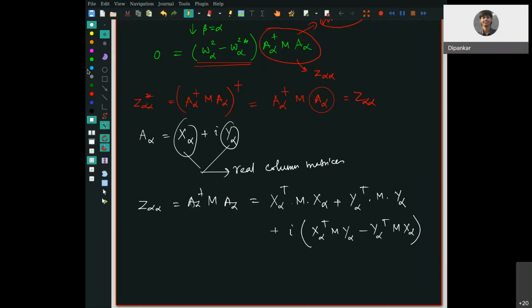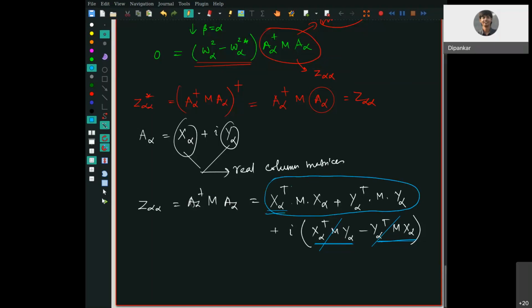Now, in the imaginary part, you can easily check that these two are the same thing. This is a real number, and this is also a real number, the transpose of this real number. Since this is a number, the transpose and the number are the same thing, so these two cancel out. So what you are left with, as expected, is a real quantity, which takes this form: X alpha transpose M X alpha plus Y alpha transpose M Y alpha. So this is my thing.